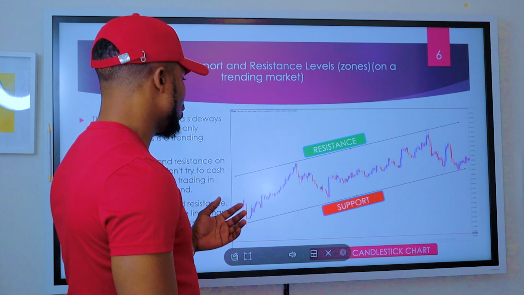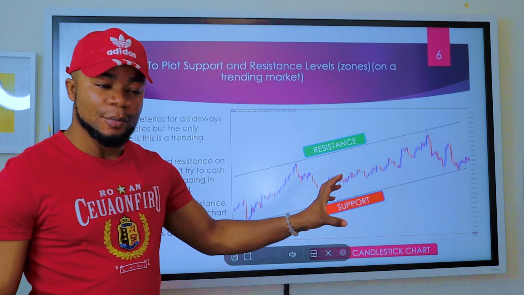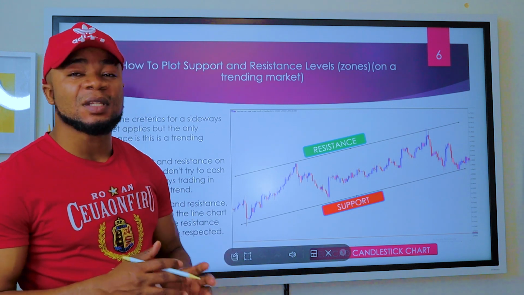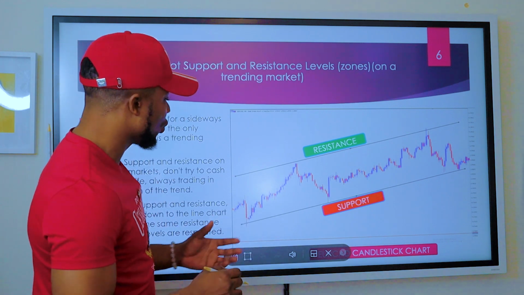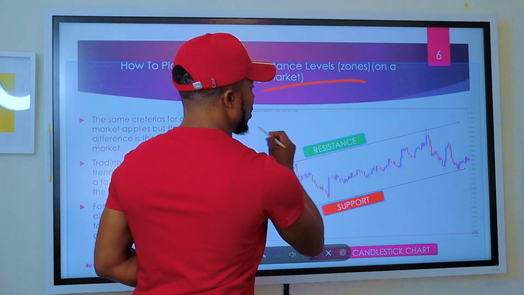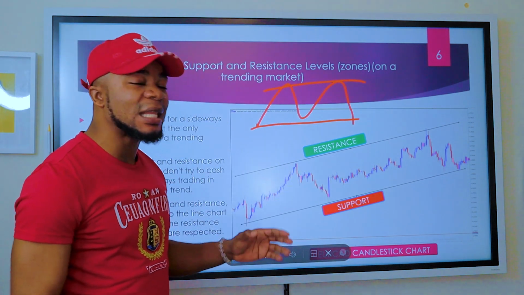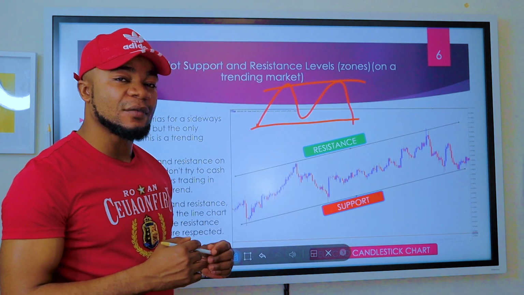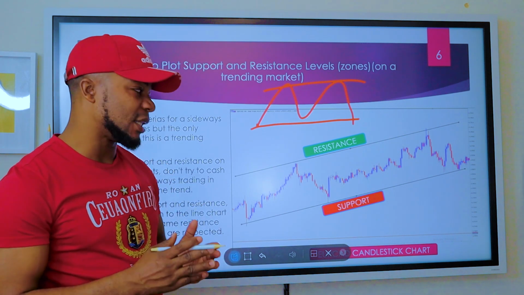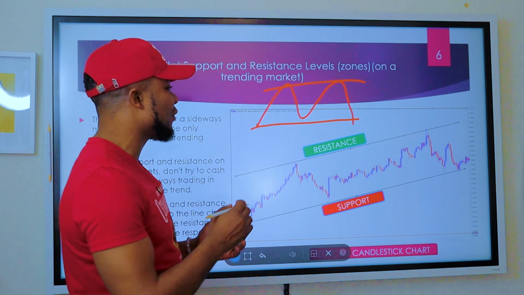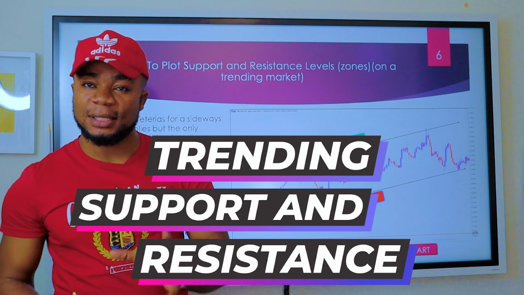So with that being said, let's go to the next point, which is how to plot support and resistance in a trending market. Because most of the times what you see on YouTube or on the internet or what your mentor tells you, they just show you support and resistance in a sideways market. But 70% of the time, the market is trending. The market is either going up or going down. So what they fail to show you most of the times is what they call trending support and resistance. Support and resistance on a trending market, all right?